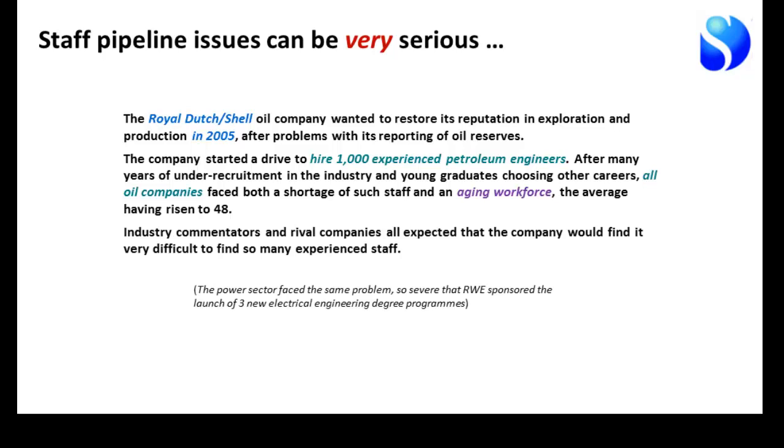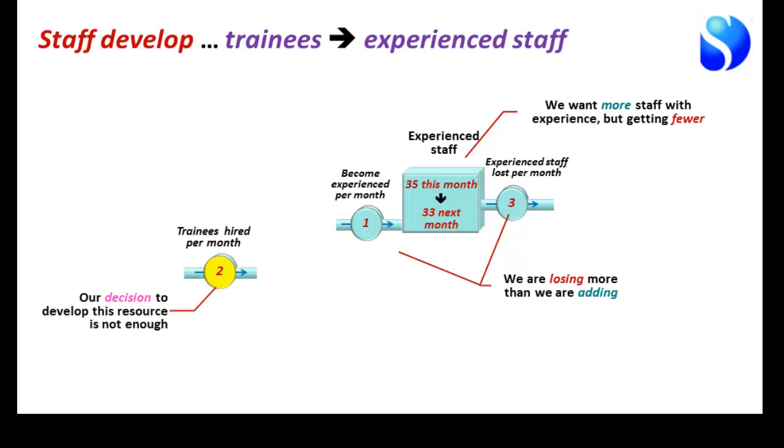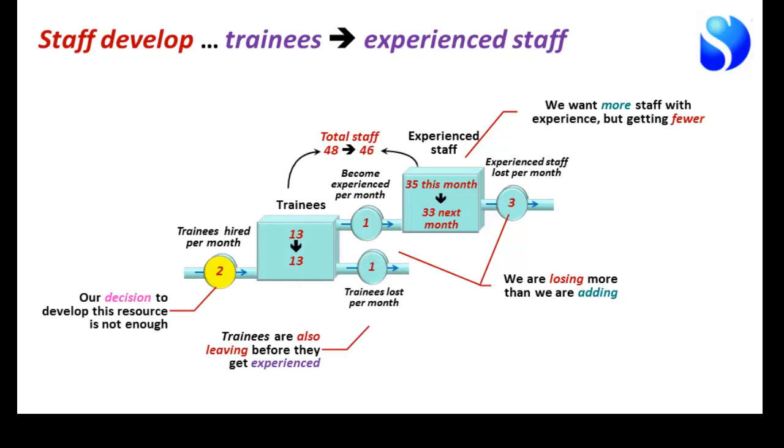The power sector faced a very similar problem, so severe that RWE, the big German company, actually sponsored three universities to start electrical engineering degree programs so that they could hire the people that were going to be trained by those degree programs. So here's a framework that you can work this all out with. You've got a stock of experienced people, and some of those people are leaving, some of them are becoming experienced from being trainees, and some of the trainees are leaving. And this is known as the rookie pro model.